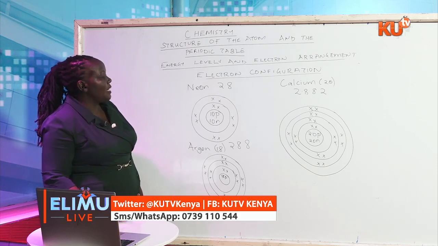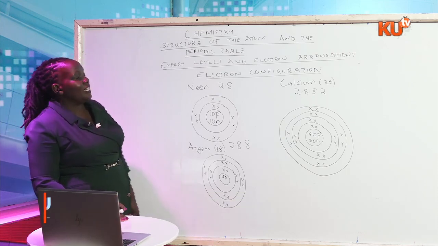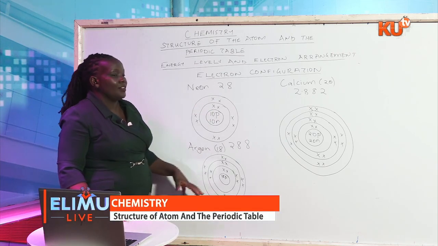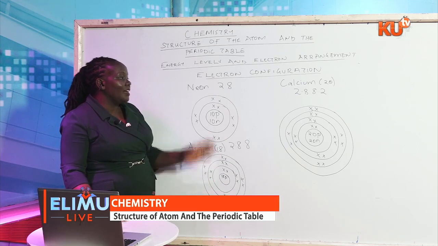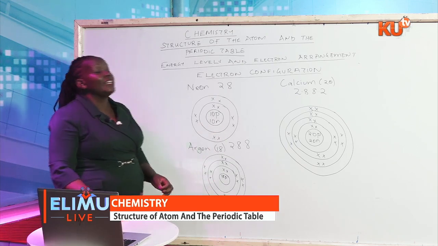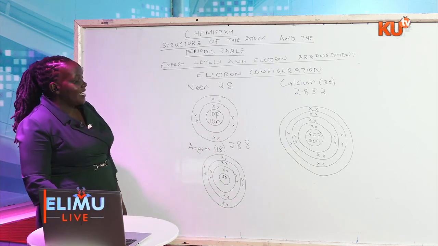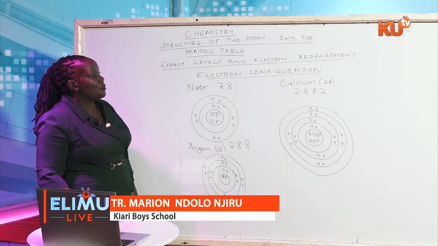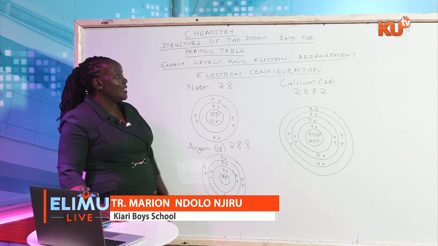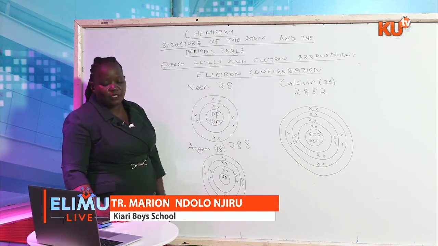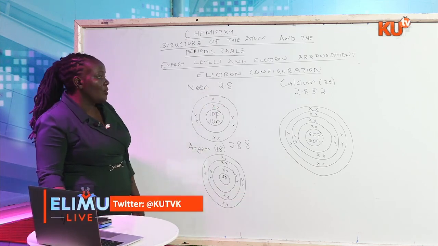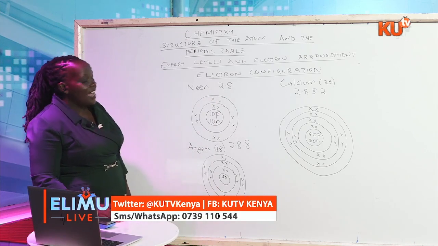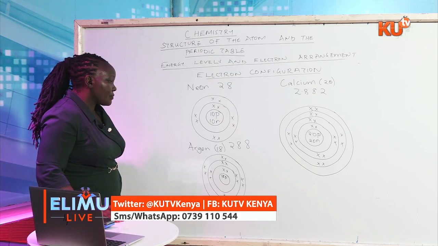Then electron arrangement. We have talked about different examples of how the electrons arrange or distribute themselves in energy levels. And we have seen that when it comes to the distribution of electrons in the energy levels, this is what we refer to as electron arrangement or electron configuration. And it will depend on the number of electrons in a given atom.